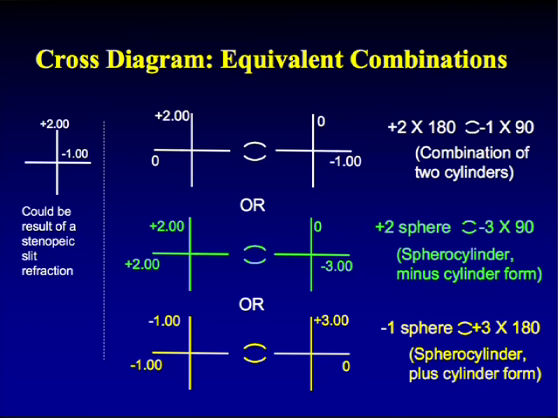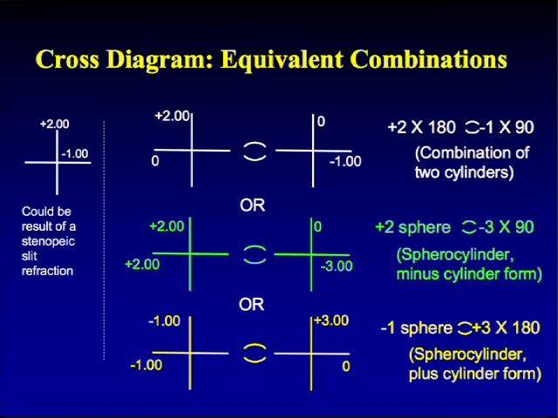So to do that, we have to make one of these two crosses into a sphere. Let's make this one into a sphere. So how do we do that? Well, we're going to give it +2 in the horizontal meridian. But what we give to this side, we must take away from this side. So if we give +2 to this side, we have to take away +2 from this side. So -1 minus 2 is -3. So now we have +2 sphere combined with -3 in the 180 meridian, or -1 axis 90. And there's our spherocylindrical notation, +2 minus 3 times 90.